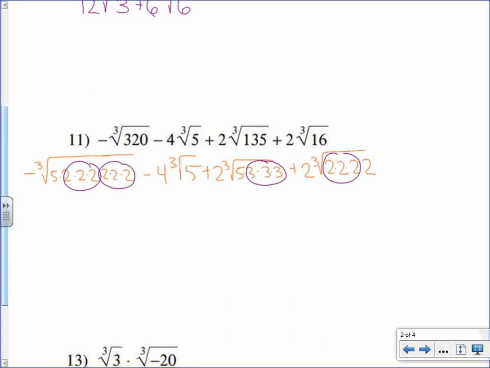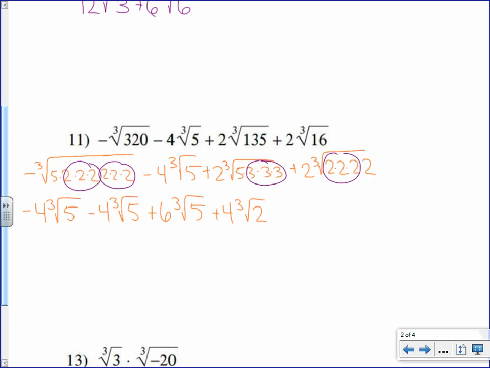So I pull out 2 groups of 2. So 2 times 2, that's 4. And I had that negative on the outside, and I have a 5 on the inside. This just stays what it was. When I pull out the 3's, 2 times 3, that gives me 6, and I'm left with a 5. And I pull out a group of 2's, 2 times 2 is 4, and I'm left with a 2.